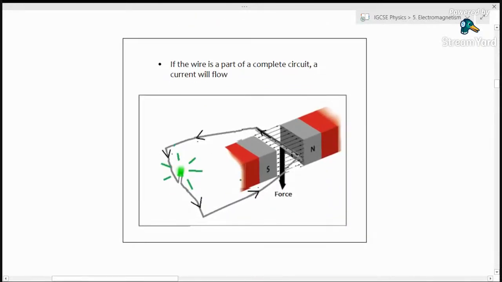Now if we do the same thing and this wire is part of a complete circuit, then we get a current. Last time I was just showing the piece of wire. Now here we can see there's a whole circuit. If we apply a force and move this wire downward this way, we can see that we have electricity now flowing around our wire, and it's going to light up this light. So when that conductor, the piece of wire, is part of a complete circuit, we can get a current to flow.